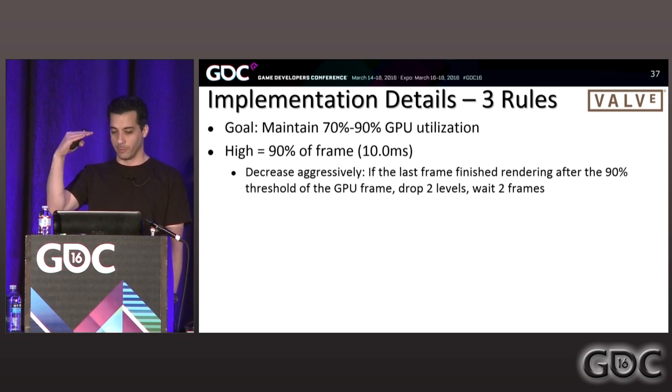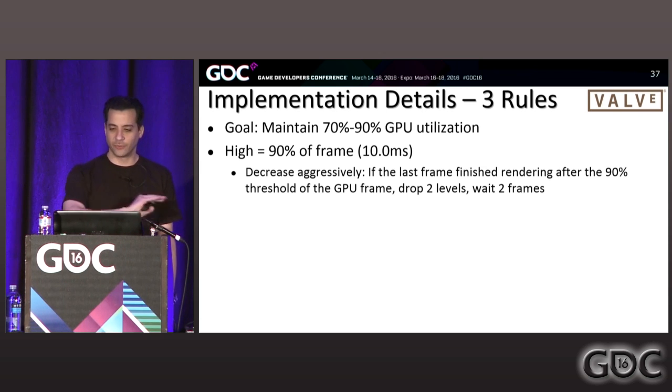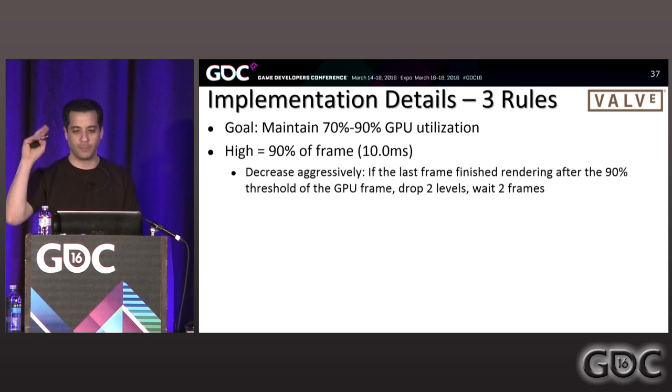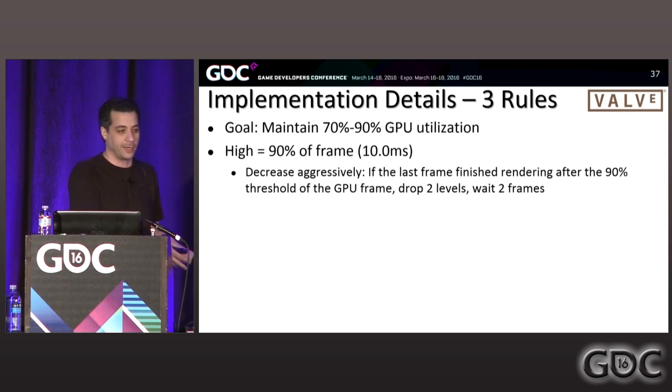The first is the high watermark, the 90% rule, which is 10 milliseconds. 90% of 11 milliseconds is about 10 milliseconds. The idea is that we're going to decrease aggressively. If the last frame that rendered, that blue frame that we just queried, goes above that 90% threshold, I'm going to immediately drop 2 quality levels aggressively. Then I'm going to wait 2 frames before we even look at timers again, because for our engine there are 2 frames that still have the old quality settings. So it's useless data. That's why I drop 2 levels aggressively, because there are 2 frames I can't touch. I've got to wait 2 more frames to make another change.